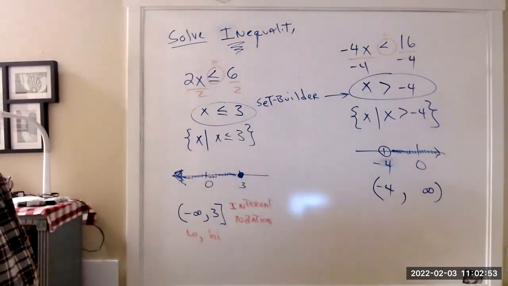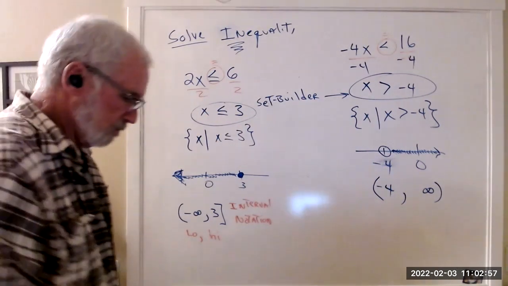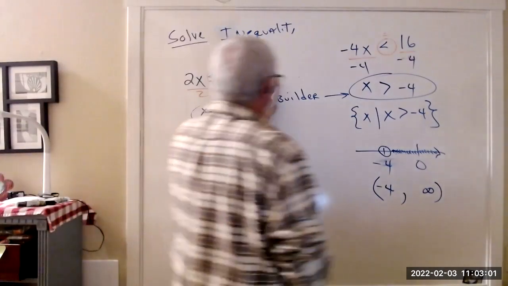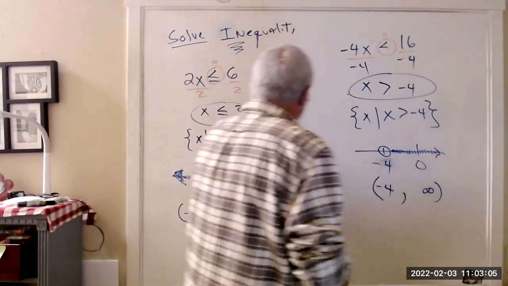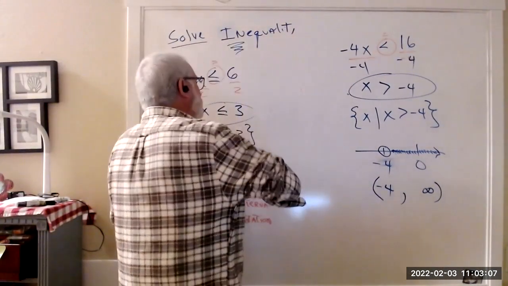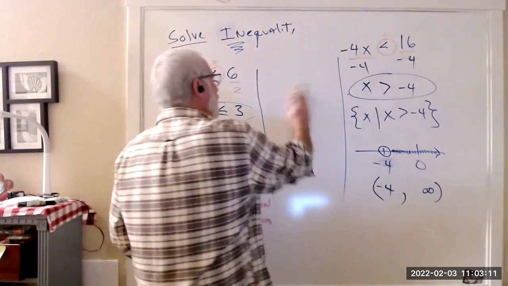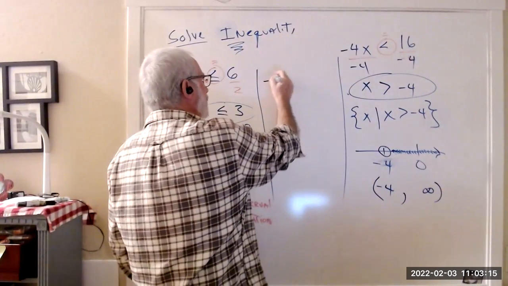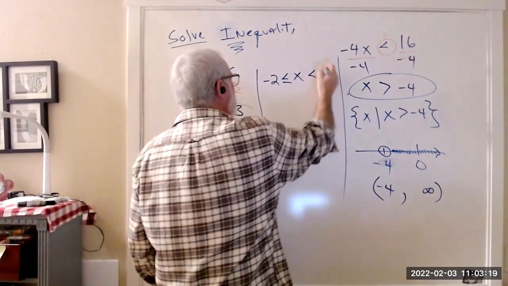All right, there's a third one here that we'll see in future problems, but I want to show it to you right now. There is a type of problem that comes up with something like this: -2 is less than or equal to x, which is less than 7.